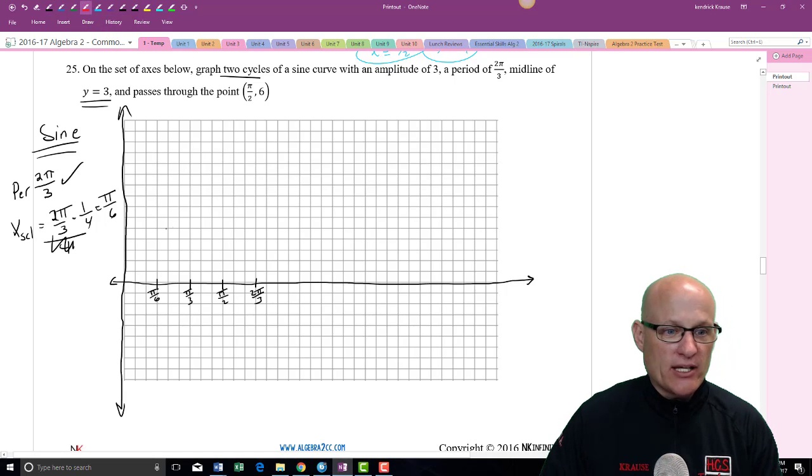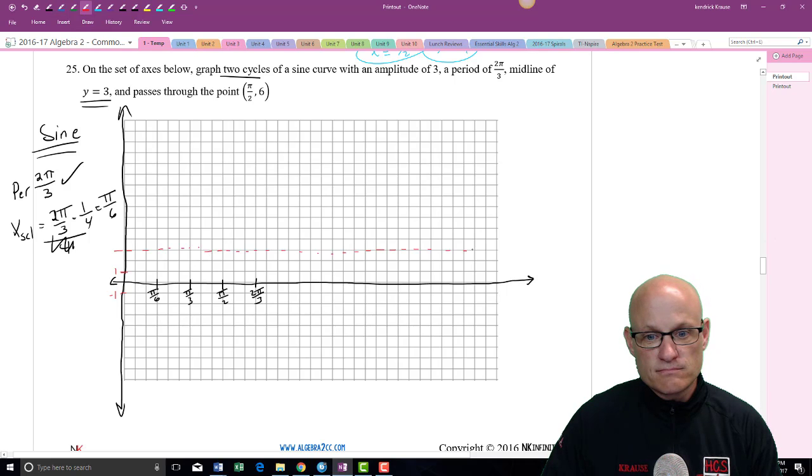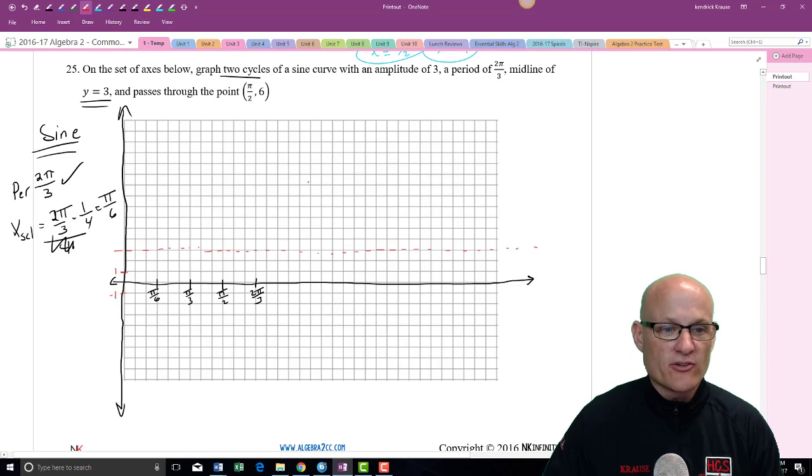My midline is y equals 3. Oops, I need a scale on the y-axis. 1, -1. So I need a midline on this one. All right, there it is. There's my midline.